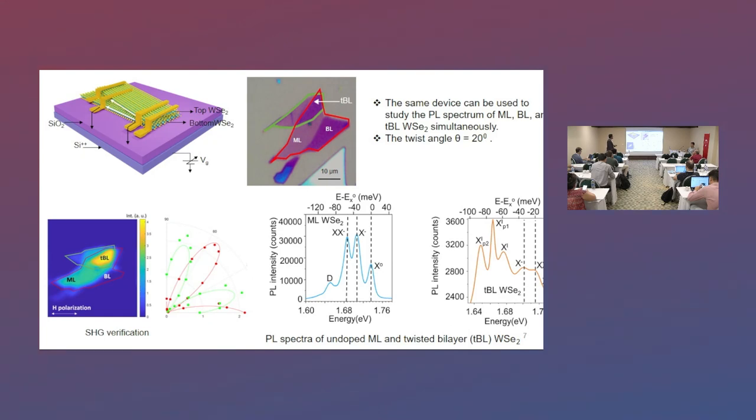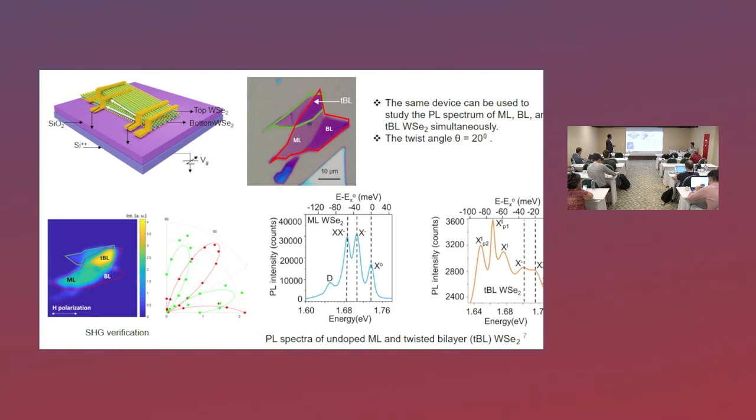So here is the raw data of the monolayer WSe2 as well as the twisted WSe2. You can see we have additional peaks and very interesting results as compared to monolayer, okay? So this X0, I'm just referring to the excitons. X0 means the bright exciton, normal exciton. X minus is the trion, XX minus is the charged biexciton, and D we are referring to the defect peak, okay?